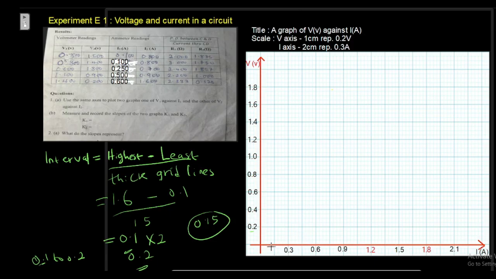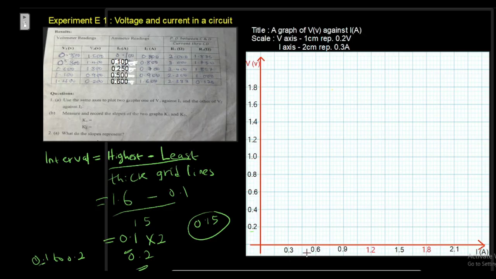Now this 0.15, the next one is going to be 0.3. If we add 0.15 to 0.3, we have 0.45. If you add 0.15 to 0.45, this is 0.6. If you add 0.15 to 0.6, this will give you 0.75. You add 0.15 to this, you have 0.9.